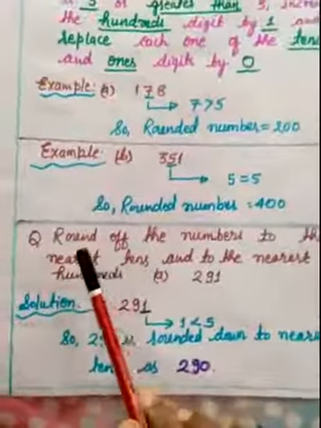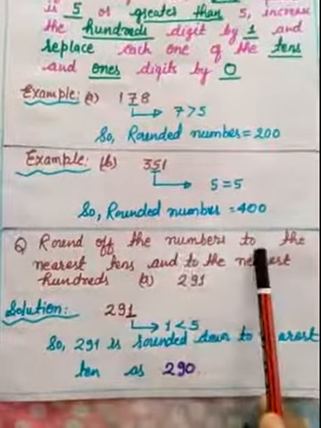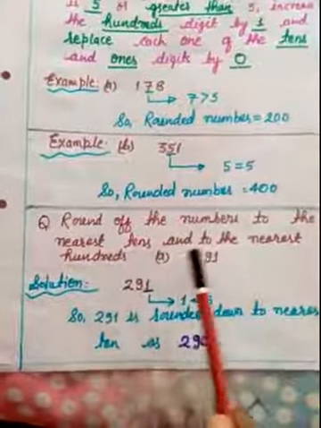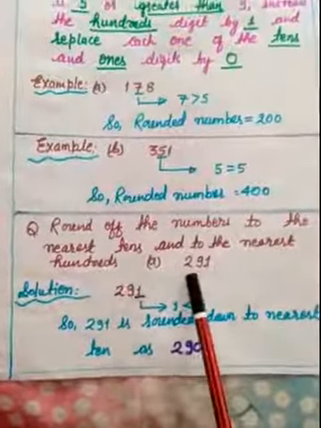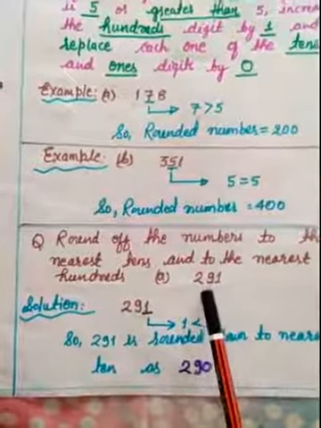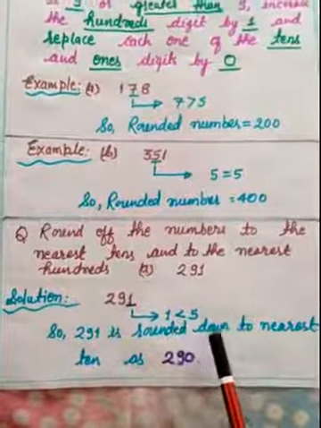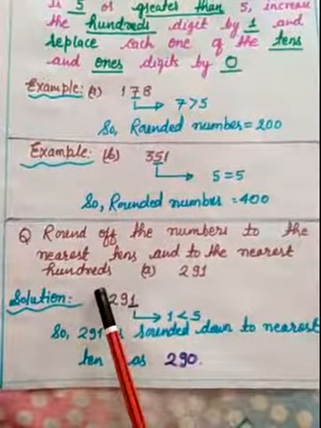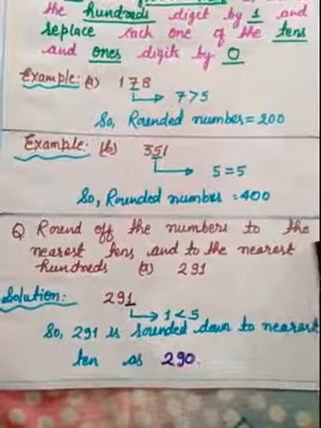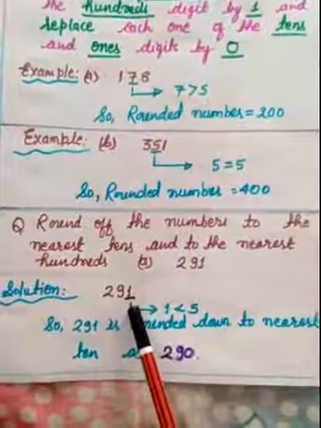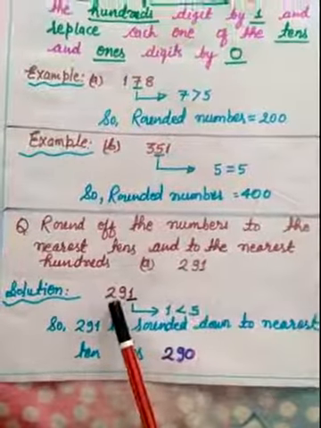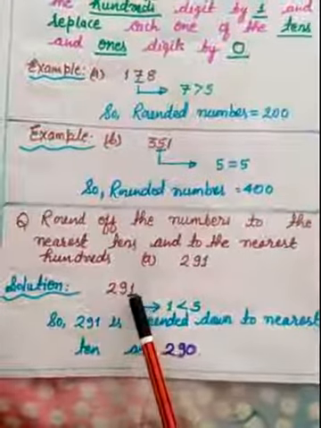Now another question. Round the number to the nearest tens and to the nearest hundreds. We have a number 291. For this question we have to find the rounding number to the nearest tens and also to the nearest 100. So first we will find the rounding number to the nearest tens. We have a number 291.